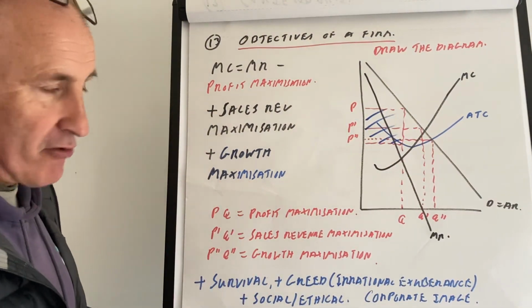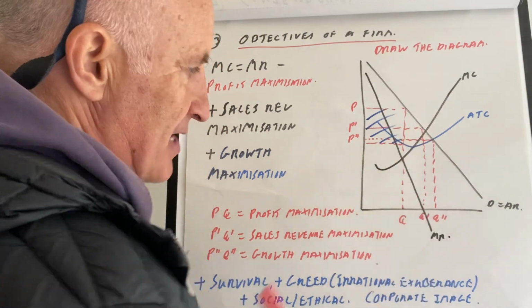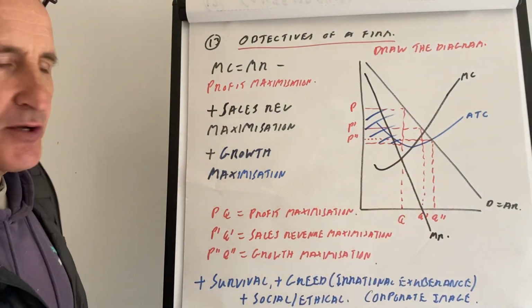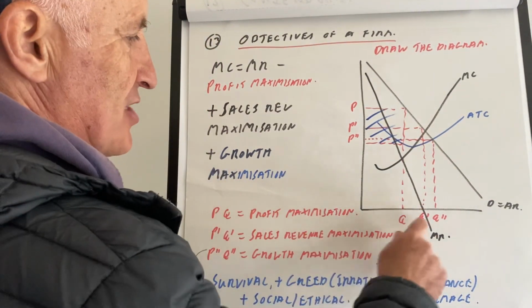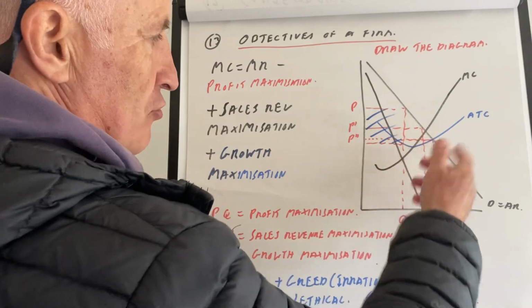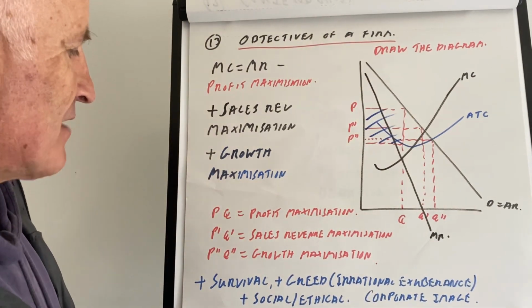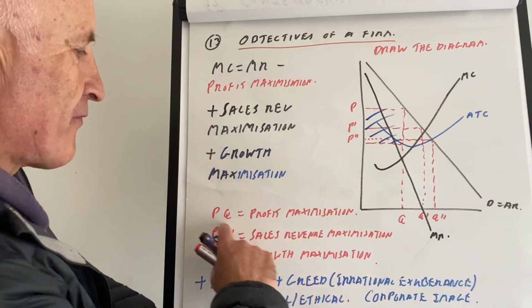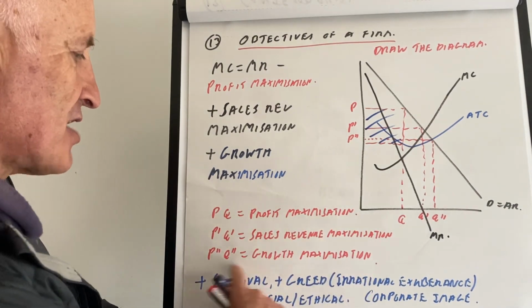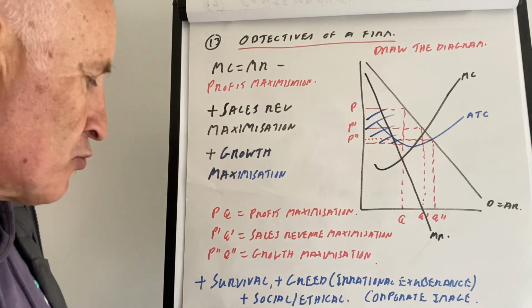However, on the same diagram, we can also draw sales revenue maximisation, which is where MR is equal to 0, and growth maximisation, which is where the average total cost crosses the demand equals the average revenue line. So we can have 3 points on here: profit maximisation, sales revenue maximisation, growth maximisation. That's quite a cool starting point.